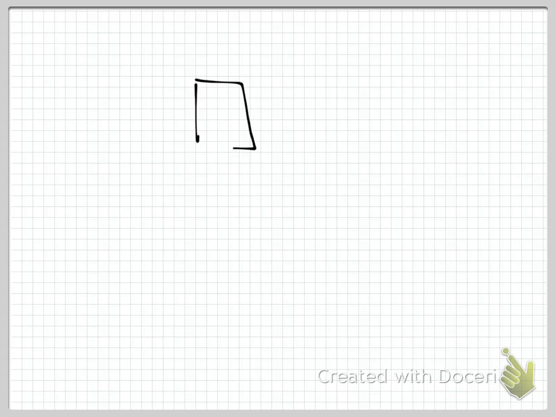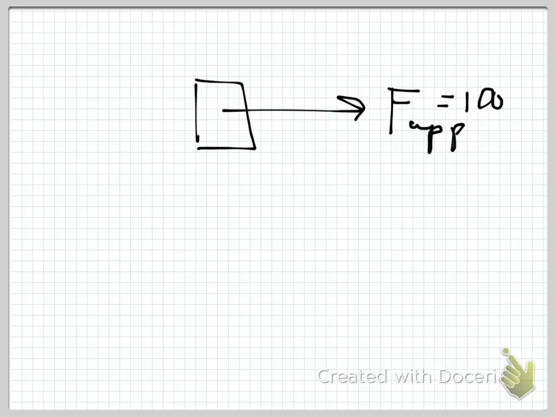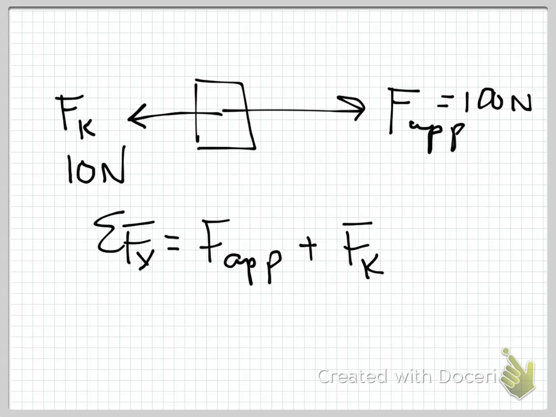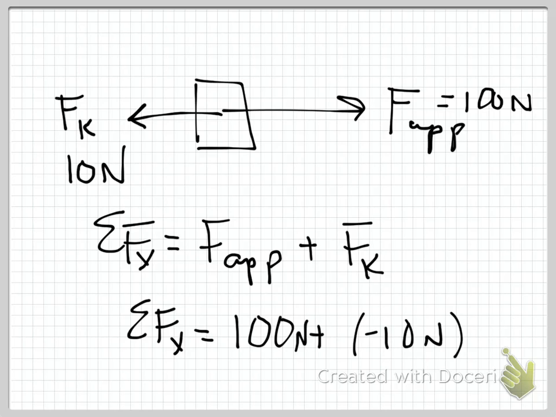An example would be if I have a box here and I am applying 100 newtons of force. I'm keeping the numbers very nice and simple. If the force of kinetic friction, shown as F sub k, we no longer just say F sub f because we have two kinds of frictional force, so this is F sub k. If F sub k is equal to 10 newtons, my sum of forces on the x-axis is applied force plus force of kinetic friction. They're in opposite directions, so one would be a negative. So the sum of forces on the x would be 100 newtons plus a negative 10 newtons. The sum of forces on the x would be 90 newtons.